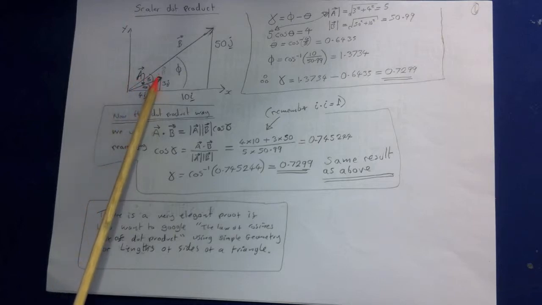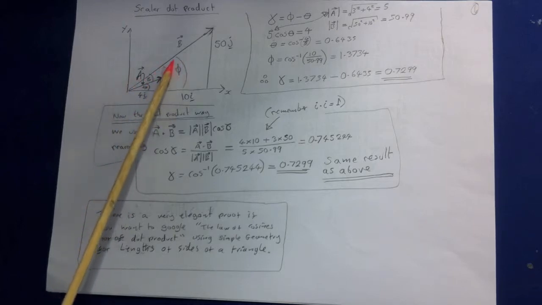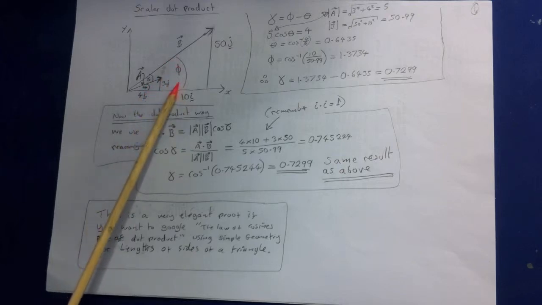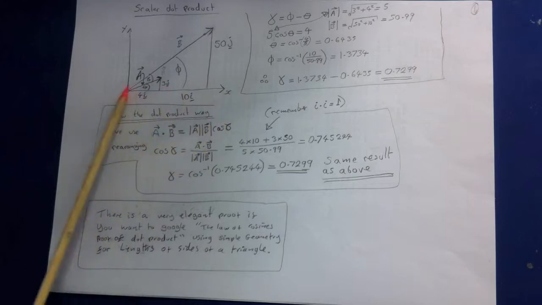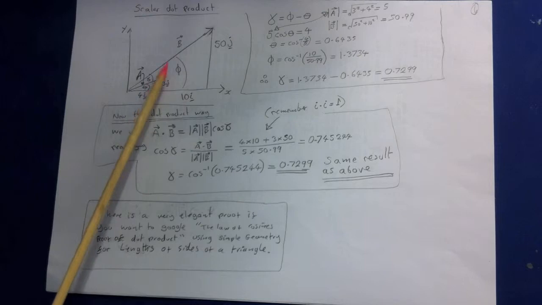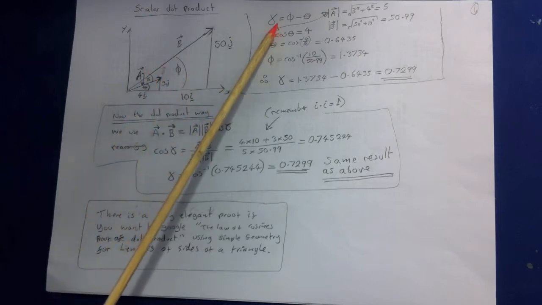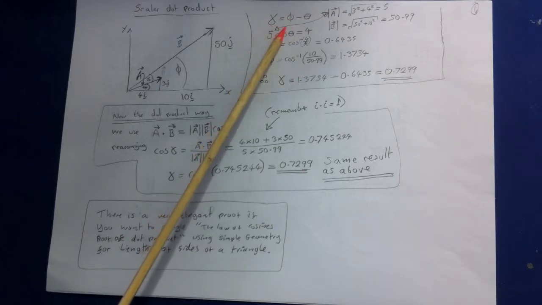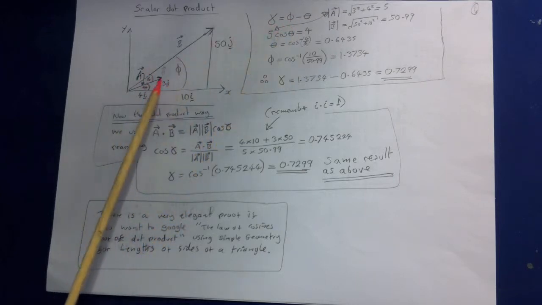So you can see from a geometrical point of view that this angle, the angle of the vector b to the x-axis, minus the angle of the vector a, theta, to the x-axis, is equal to gamma. That's the angle between these two vectors. So we can solve that geometrically, as I've said, by taking this angle minus that angle.